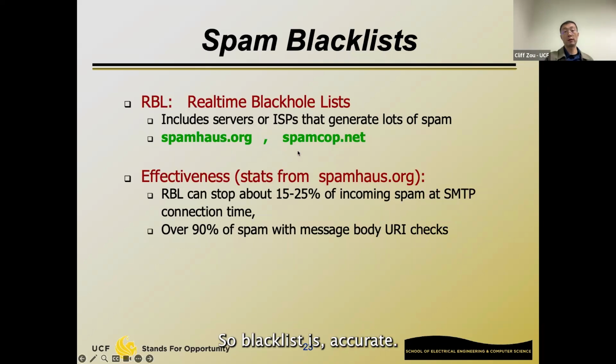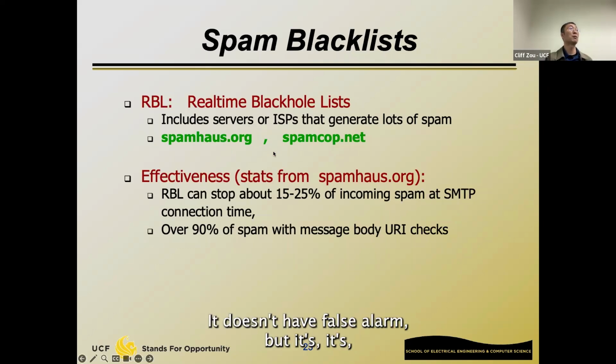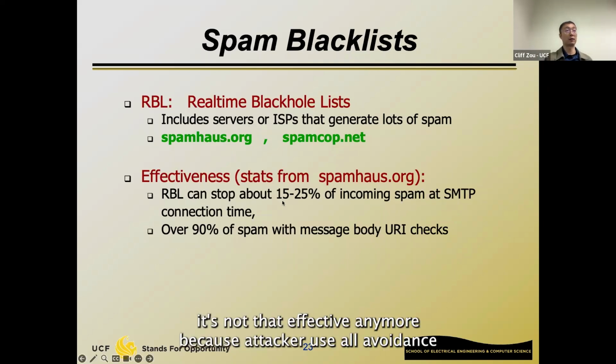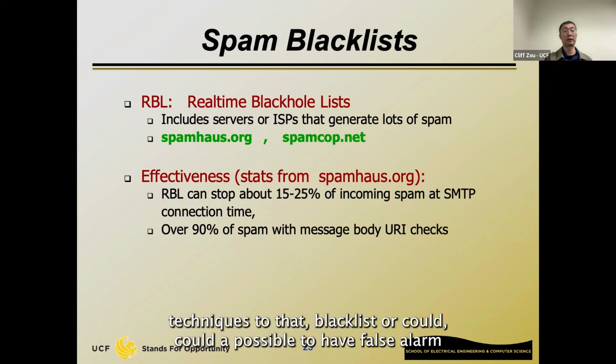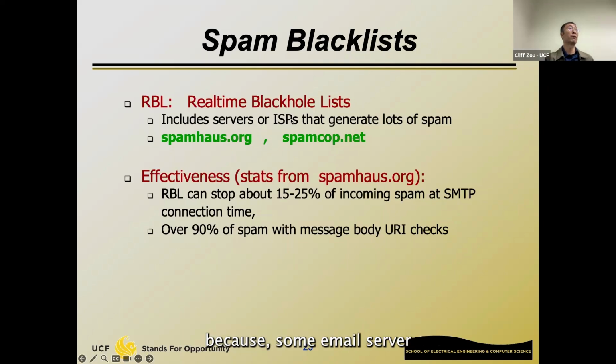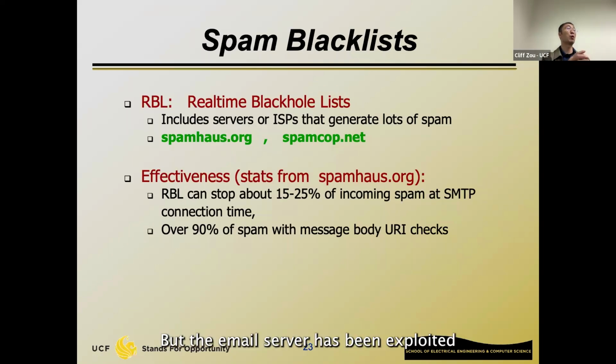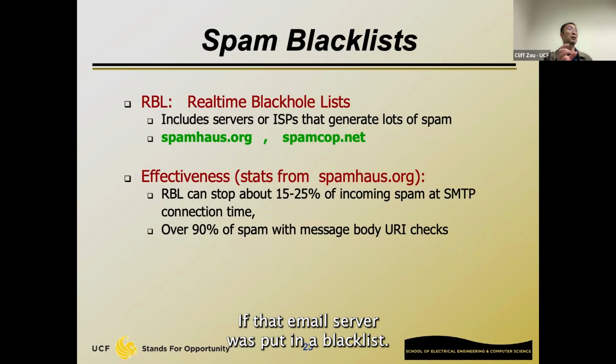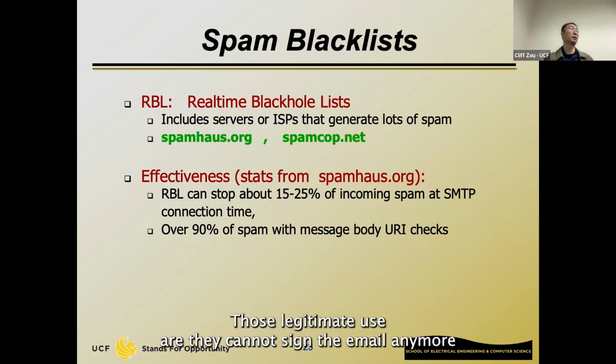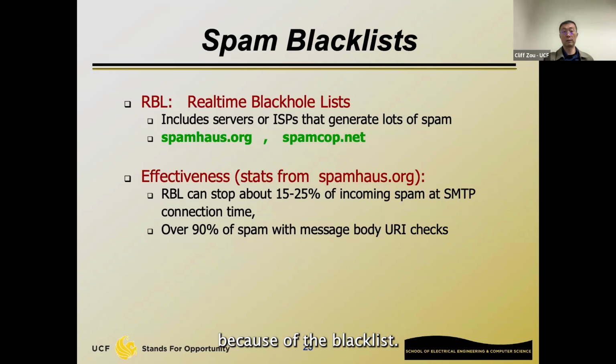So blacklist is accurate. It doesn't have false alarms, but it's not that effective anymore because attackers use all the avoidance techniques. Blacklist could possibly have false alarms, because some email servers may also have legitimate users on them, but the email server has been compromised or exploited by an attacker. The attacker uses that email server to send out spam. If that email server is put in a blacklist, those legitimate users cannot send email anymore because of the blacklist.